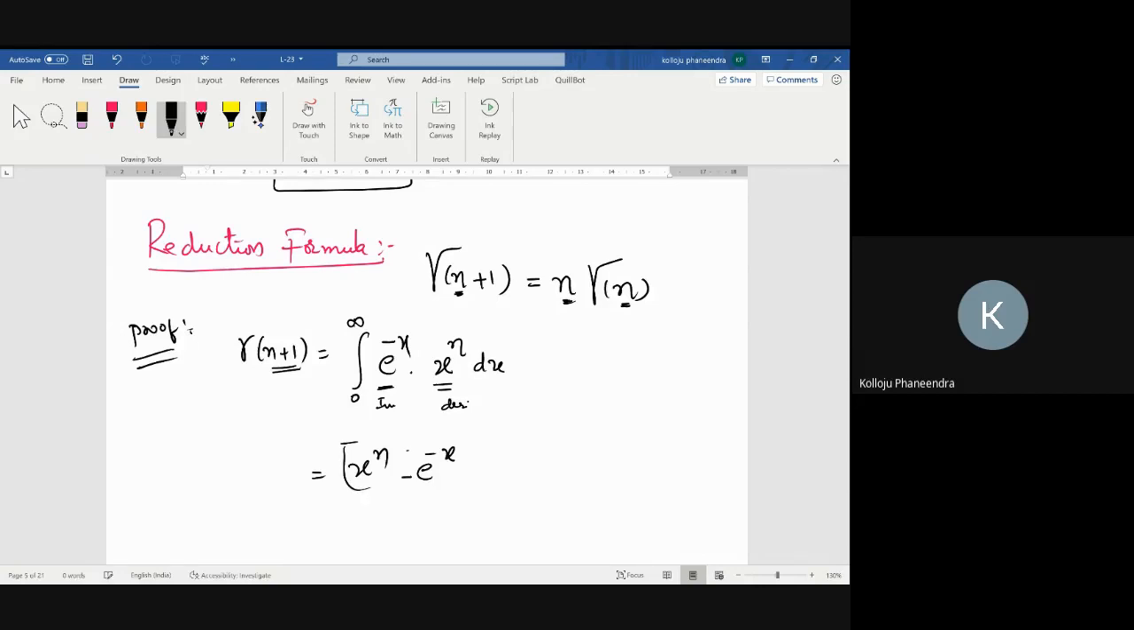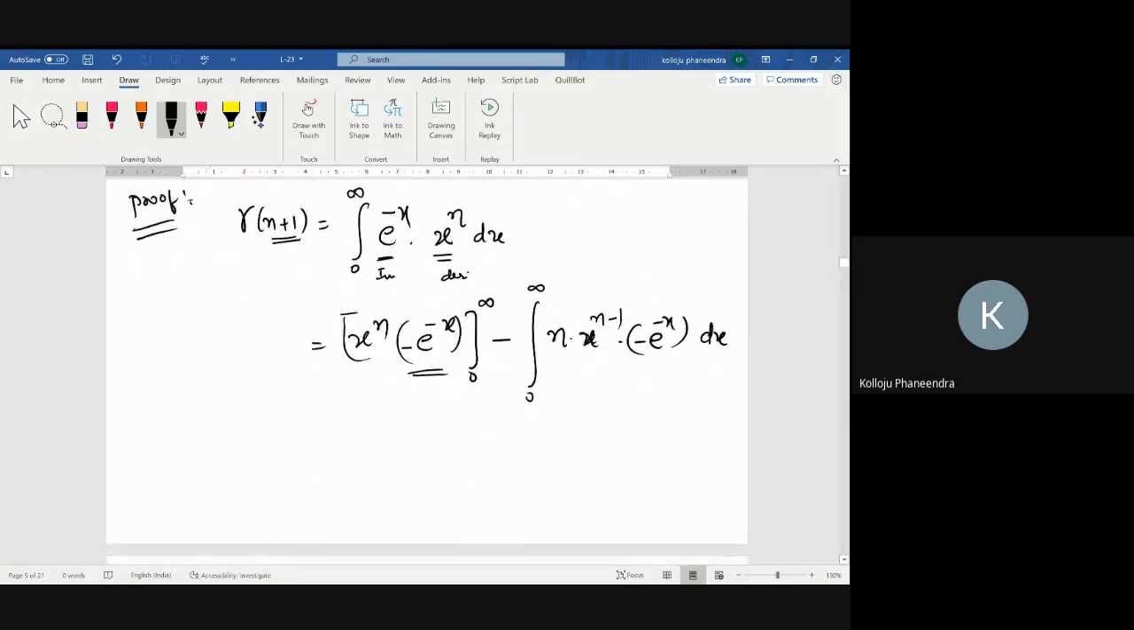This total is between limits 0 to infinity, minus the integral 0 to infinity of the derivative of x power n, which is n into x power n minus 1, into minus e power minus x, with the integrating part as it is. Here, don't apply the repeated integration by parts formula. When do we apply repeated integration by parts, as in Fourier series? When increasing the number of derivatives of the derivative part eventually makes it go to zero. That is not possible here. So only two terms, the general standard formula.